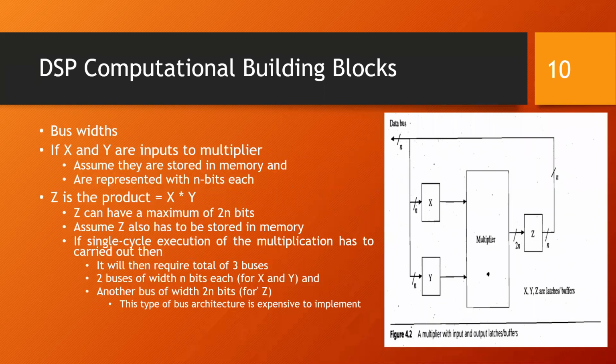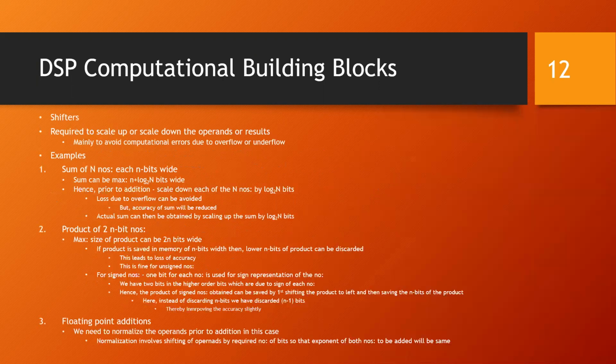What happens if bus width is larger? What happens if bus width is less? What happens if more number of bus widths are there? More buses are present. So those all things we had discussed in previous sessions. So in the previous session, we discussed the shifters.